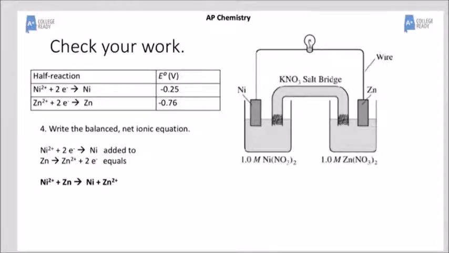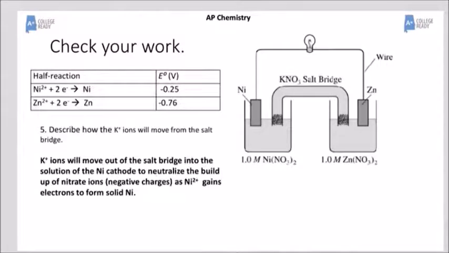For the balanced net ionic equation, and again it says net ionic because if you notice both solutions contain the nitrate ion, but as we said earlier, nitrate ion is a spectator. It's not involved in the reactions, and that's why it is not included in the half reactions nor in the overall balanced equation. Again, we're fortunate that the number of electrons lost is equal to the number gained, so there's really no other adjustments except for just adding these together and not including the electrons.